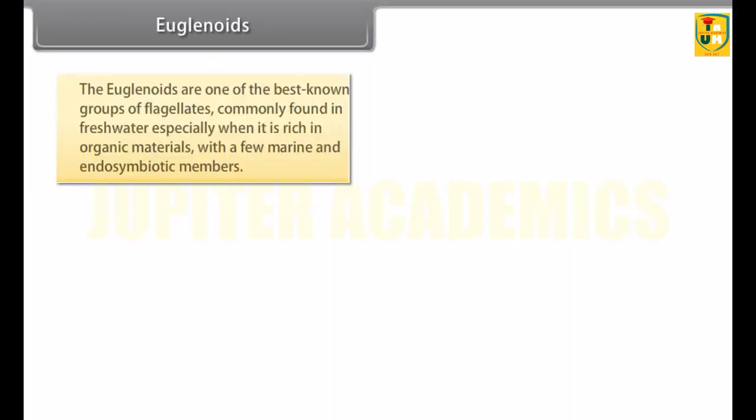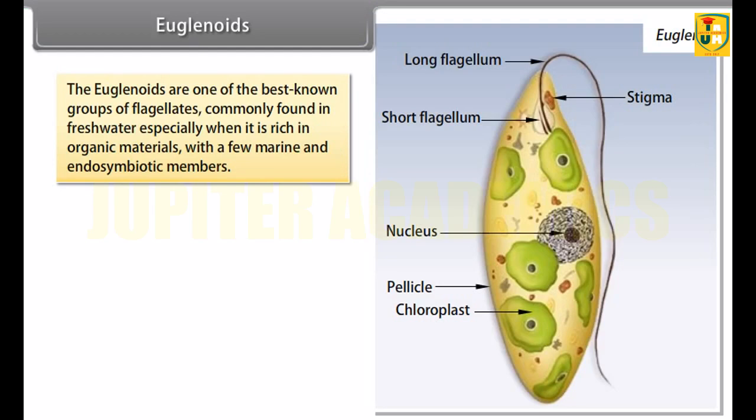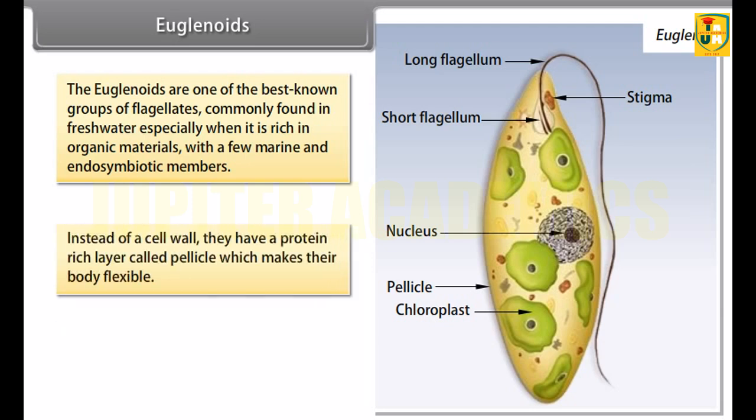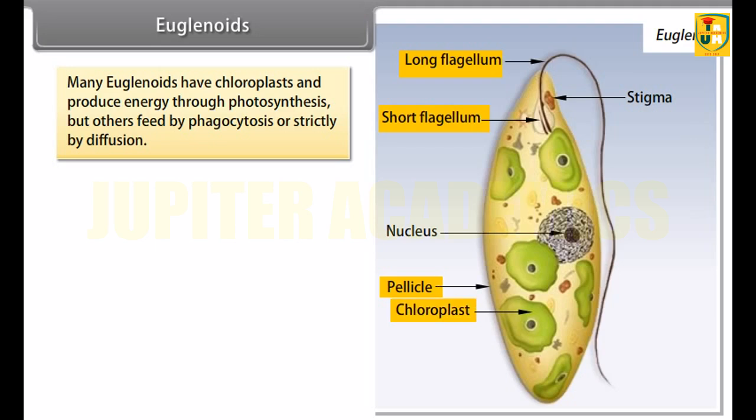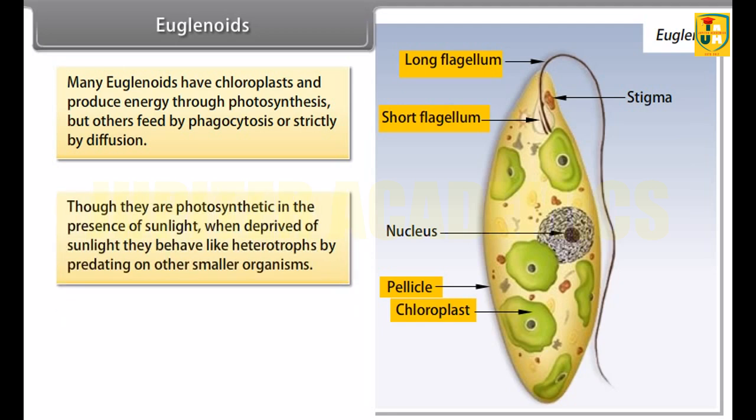Euglenoids. The euglenoids are one of the best-known groups of flagellates commonly found in fresh water, especially when it is rich in organic materials, with a few marine and endosymbiotic members. Instead of a cell wall, they have a protein-rich layer called pellicle which makes their body flexible. They have two flagella, a short and a long one. Many euglenoids have chloroplasts and produce energy through photosynthesis, but others feed by phagocytosis or strictly by diffusion. Though they are photosynthetic in the presence of sunlight, when deprived of sunlight, they behave like heterotrophs by predating on other smaller organisms.